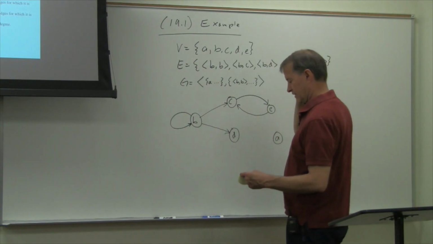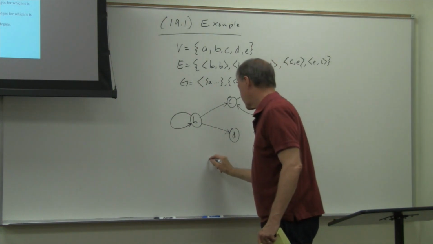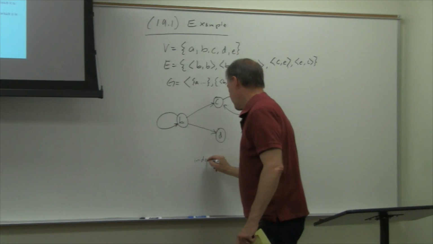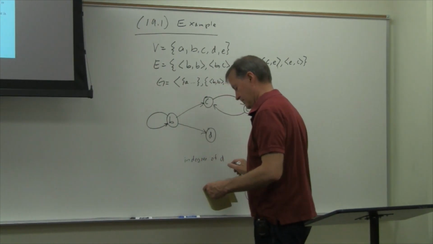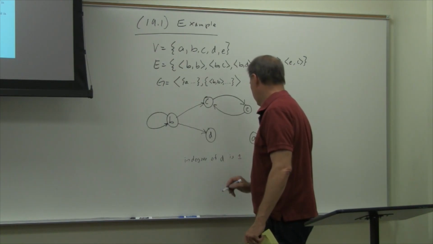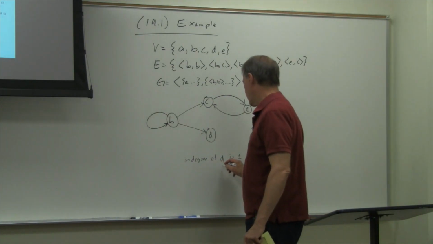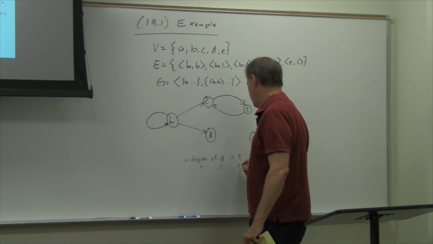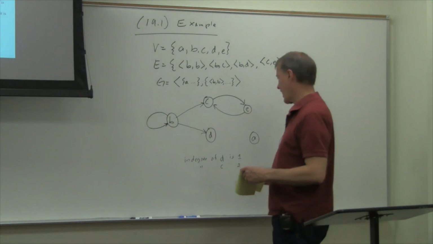So the in degree of D is 1. Yes, good. The in degree of B is 1. The in degree of D is 1, B is 1, C is 2, E is 1. The in degree of C is 2. Are you with me? And how about out degree?